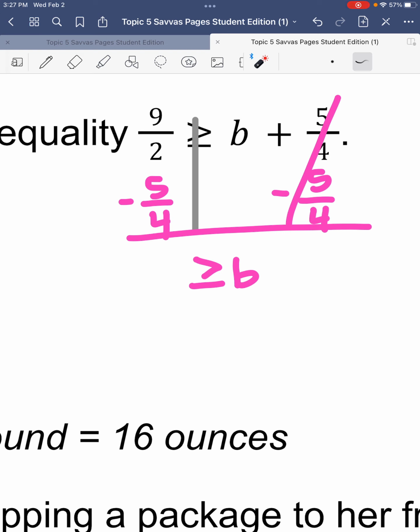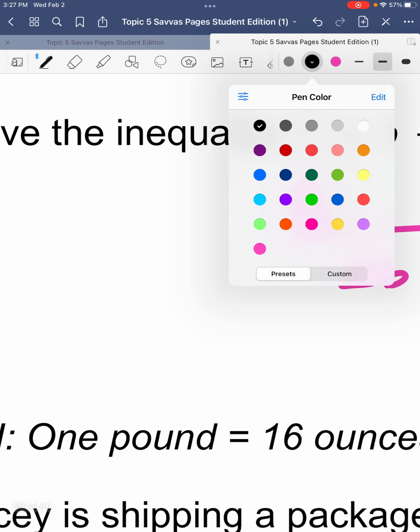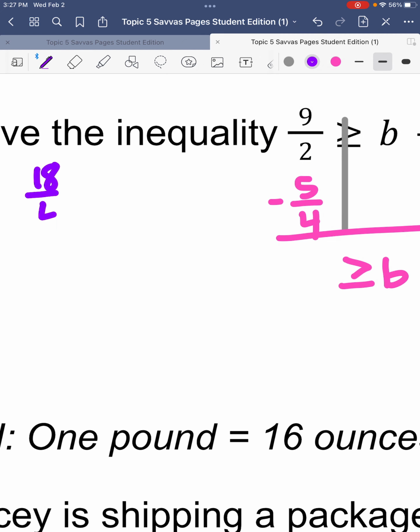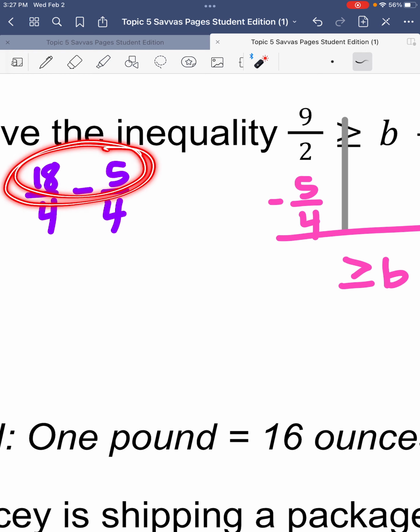The problem is I don't have the same denominator. Can I easily transform one or both of these fractions to get the same denominator? Yeah, I could. What denominator would I use? I would use 4. And I know that 2 times 2 is 4, so I'm going to multiply this fraction by 2 on the top and bottom. So 9 divided by 2 is actually going to become, and I'm going to change my color, 18 over 4. And I'm going to leave my second fraction the same, so minus 5 over 4. Okay, now that I have the same denominator, I can focus on my numerators. 18 minus 5 is 13.